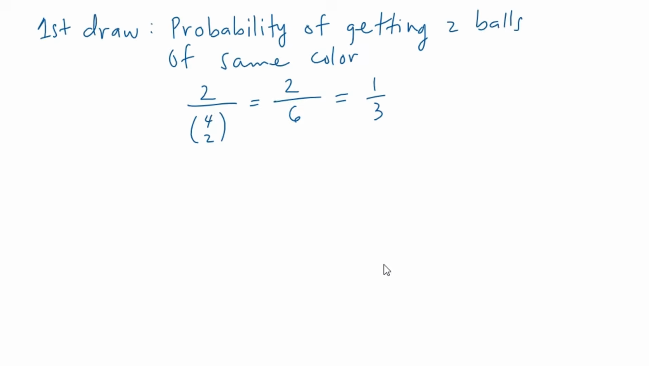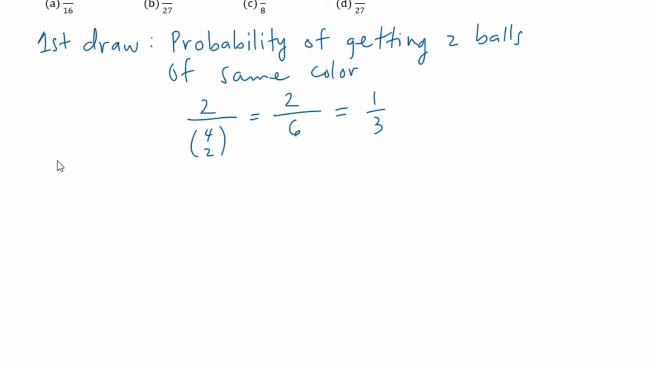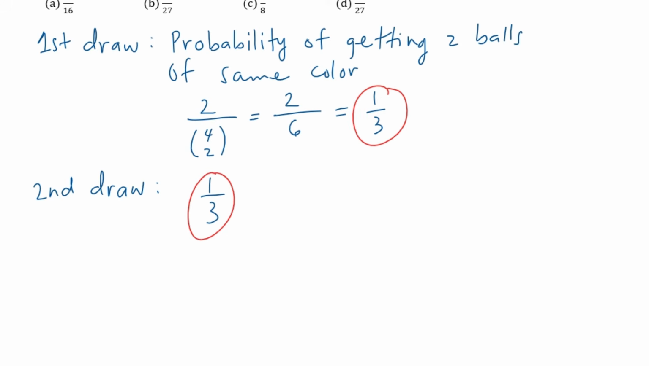Now, in the second draw, we look for the same probability. We look for the probability of getting two balls of the same color. So we still get 1/3. So we don't have to repeat the process here. We know that this is still 1/3. Right? So 1/3, 1/3.